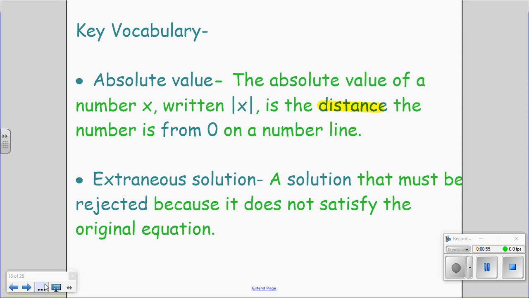Extraneous solution: a solution that must be rejected because it does not satisfy the original equation. You'll see what that means in just a little bit. But again, an extraneous solution is a solution that does not satisfy the original.